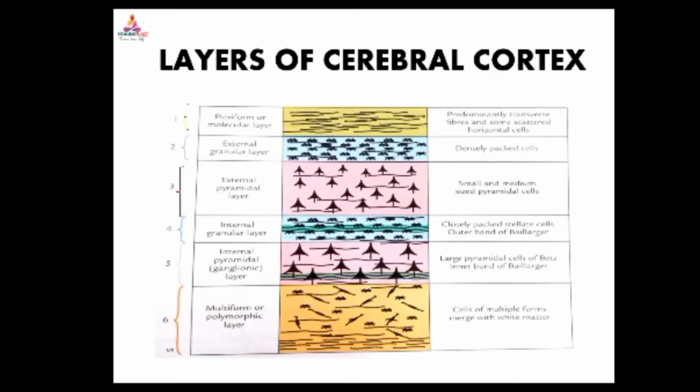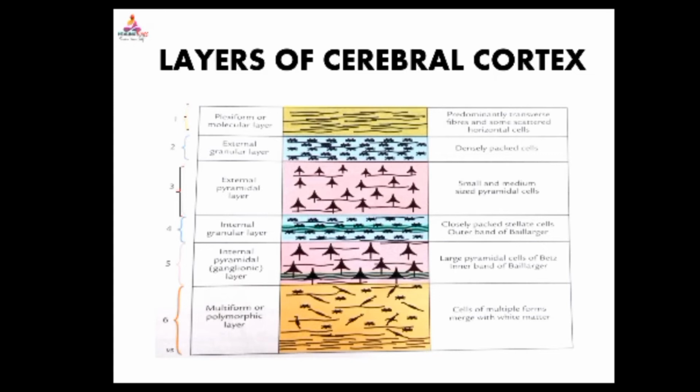Second is the external granular layer, made up mainly of densely packed satellite cells. Third one is the external pyramidal layer, made up of small and medium sized pyramidal cells. The sizes of cells increase from superficial to deeper border of the layer. Fourth one is the internal granular layer, made up of closely packed satellite cells.